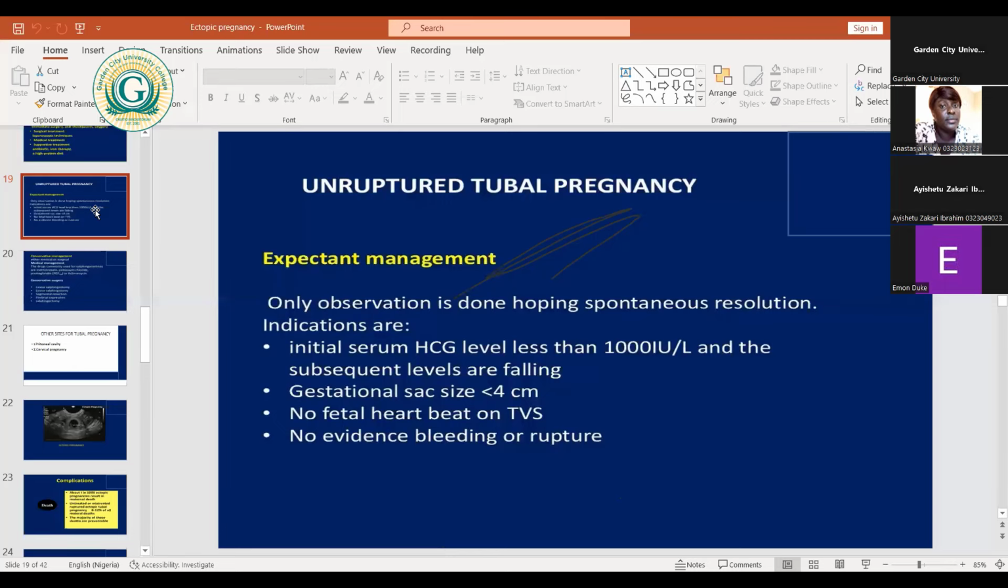Then gestational sac size is less than 4 centimeters. No fetal heartbeat. Where there is no fetal heartbeat, and with all these parameters, you can say, okay, and there's not even evidence of bleeding. In other words, there may be no rupture, you may watch. But where you have the obvious signs, bloated abdomen, gestational sac size, rupture and bleeding, you need to save that life as a matter of urgency.